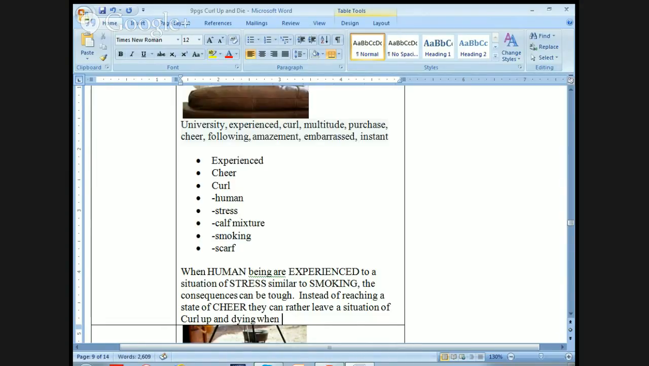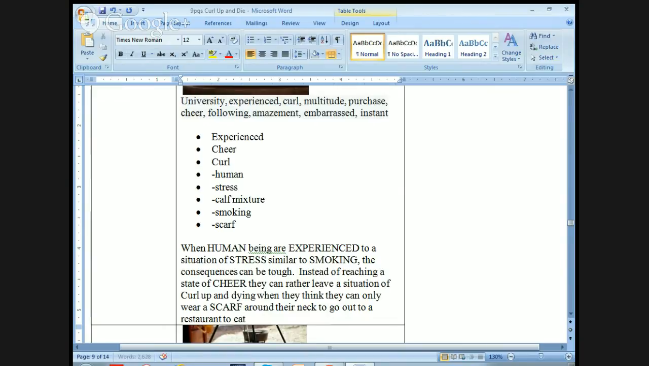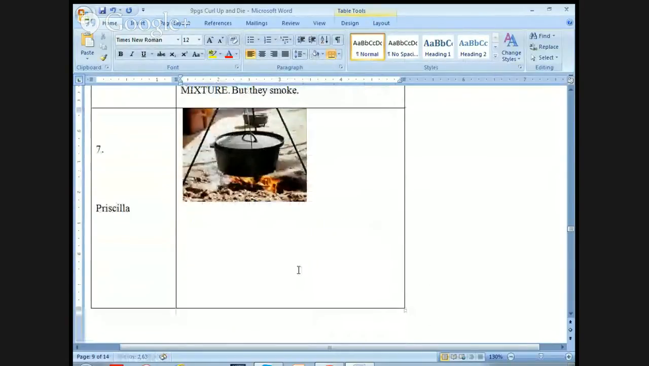When they think they can only wear a scarf around their neck to go out to a restaurant looking for a dish of calf mixture. Okay, looking for. They smoke. Good. But they smoke. Okay, you're good.